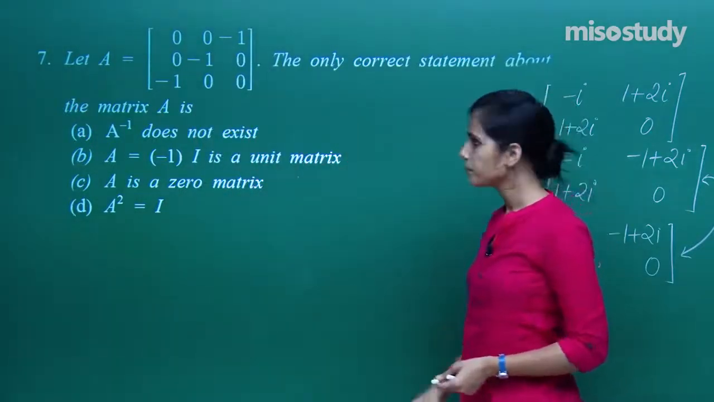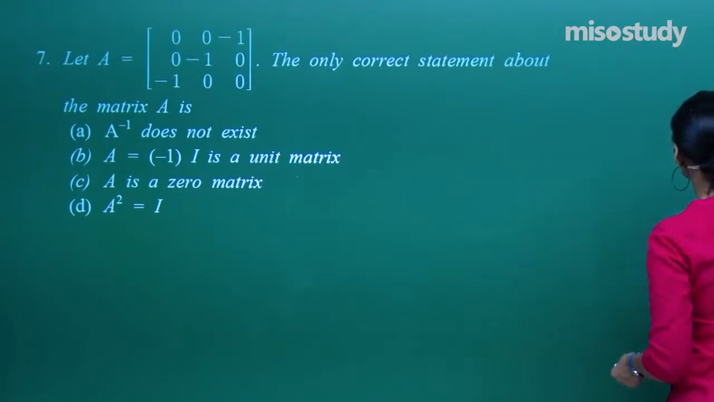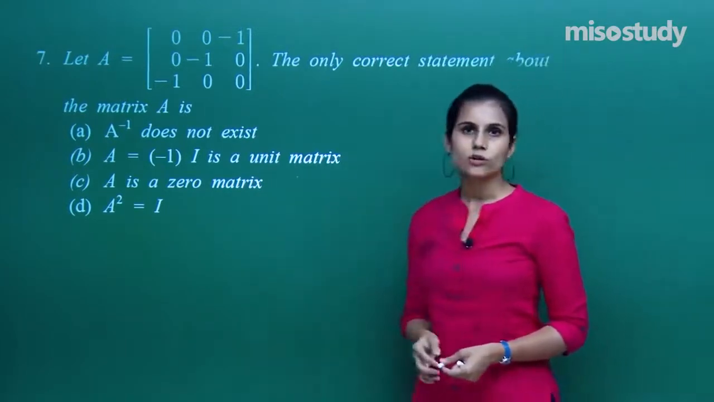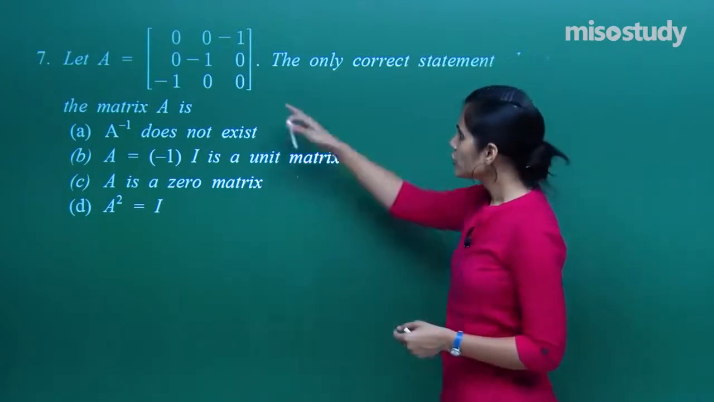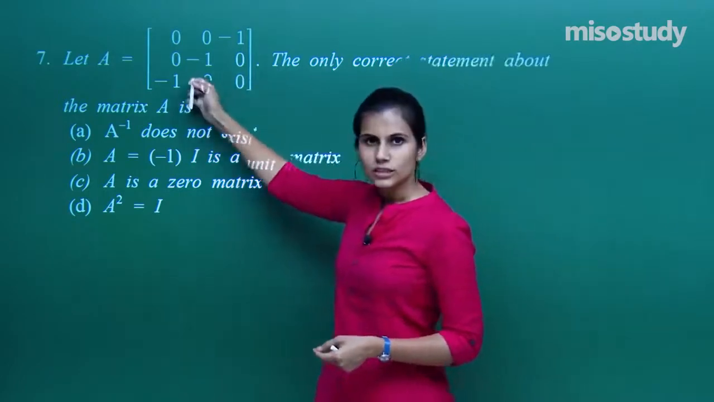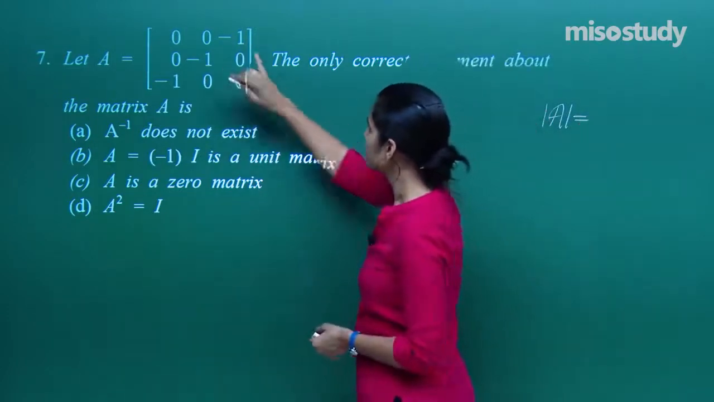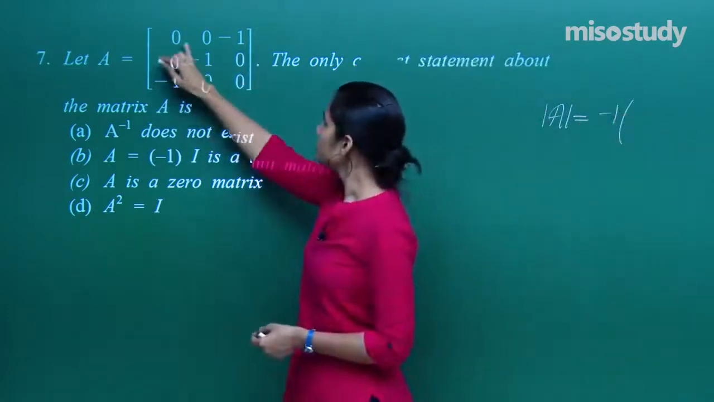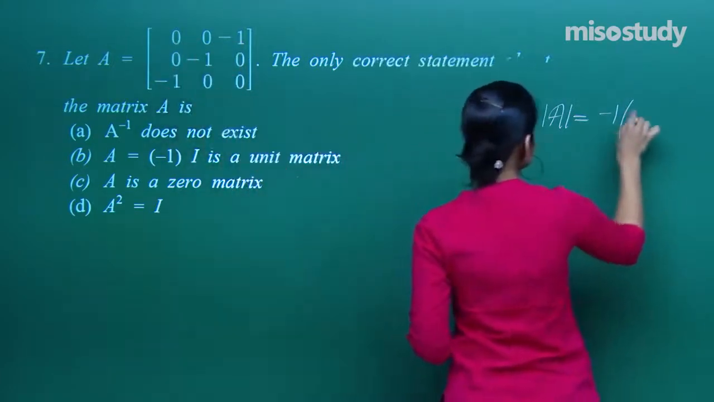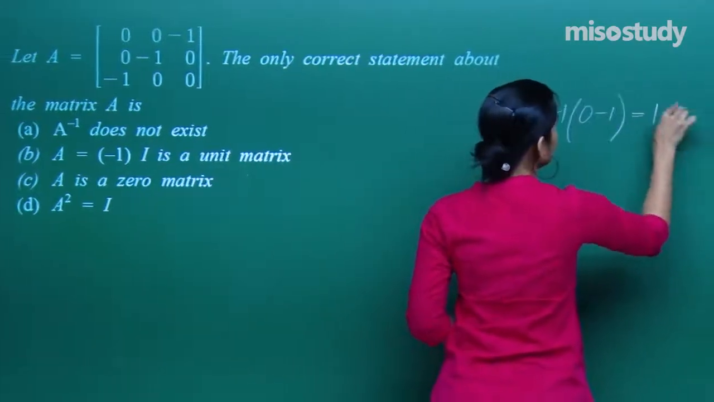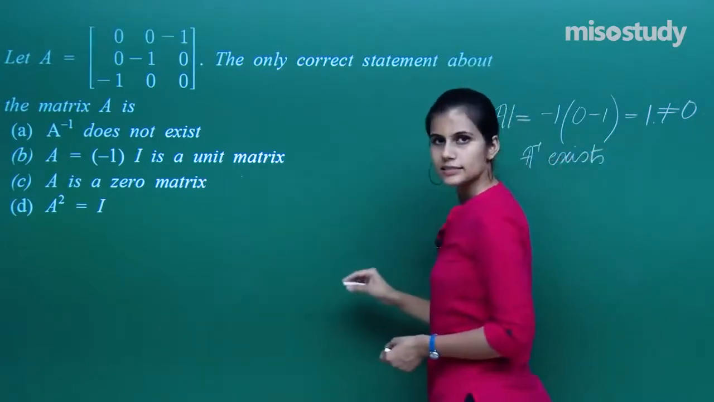Now, the next question says if A is this matrix, then regarding the matrix A, which of the following is true? Talking about whether the inverse of A exists or not, I will have to talk about the determinant of A. If the determinant of A turns out to be 0, the inverse does not exist. If A turns out to be a non-singular matrix, only then the inverse exists. So here, if I take out the determinant, it is going to come out to be just minus 1 because these two components are 0. I am expanding along the first row: minus 1, 0, minus 1, which is 1, not equal to 0. So I can definitely say A inverse exists.